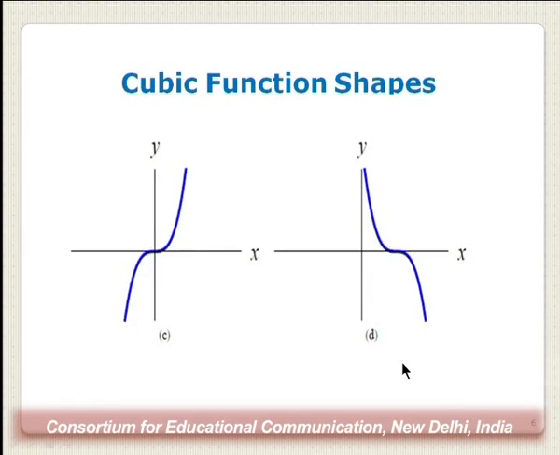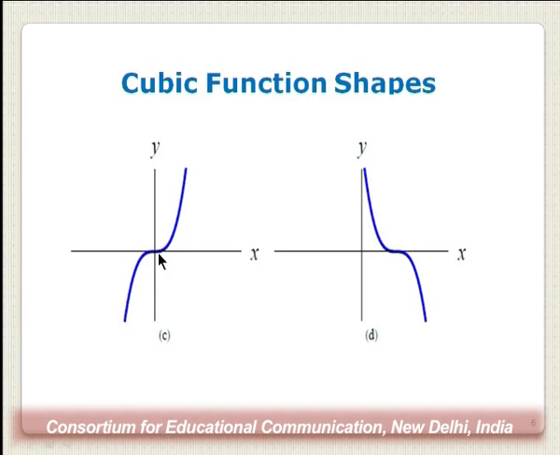Alternatively, it is also possible that a cubic function may have no turning point. So for example, if you look at this graph on the left, which also happens to be the graph of x cubed, here there is no turning point. Now some of you might think that at the origin, the curve seems like it's taking a turn, but actually it's not, because as per our definition of a turning point, the slope must change sign.